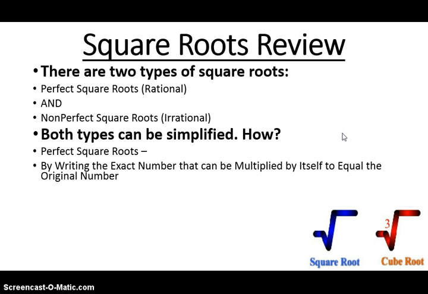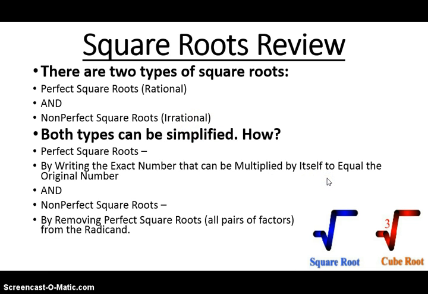Perfect square roots are simplified by writing the exact number that can be multiplied by itself to equal the original number. The square root of 9 has one exact number, which is 3, that can be multiplied by itself to equal that number. However, when we start talking about non-perfect square roots, which we know are irrational, meaning they equal a decimal that goes on forever without repeating, we have to estimate them or simplify them by removing the perfect square roots, any pairs, meaning 2 factors from the radicand.